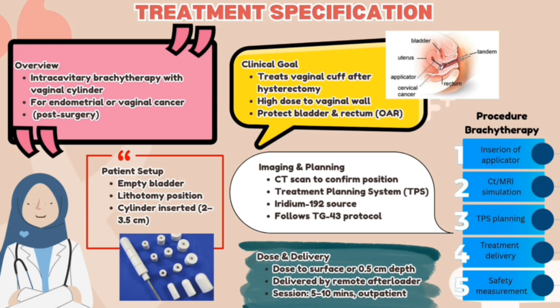Using a treatment planning system, TPS, we design the radiation dosage surrounding the cylinder using iridium-192 and adhere to TG-43 international criteria. The dosage is provided for either the surface or 0.5 centimeters deep. Finally, the therapy is administered via a remote afterloader, with the session typically lasting 5 to 10 minutes. It's safe, effective, and patients may usually go home immediately.